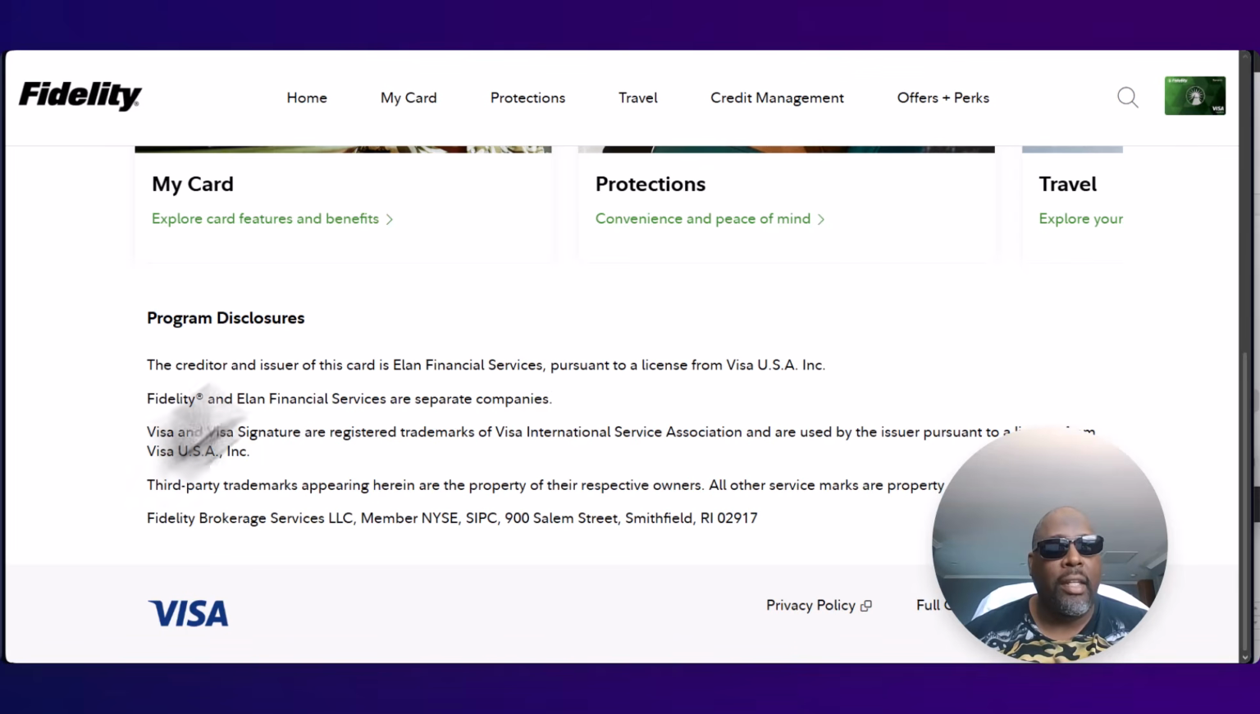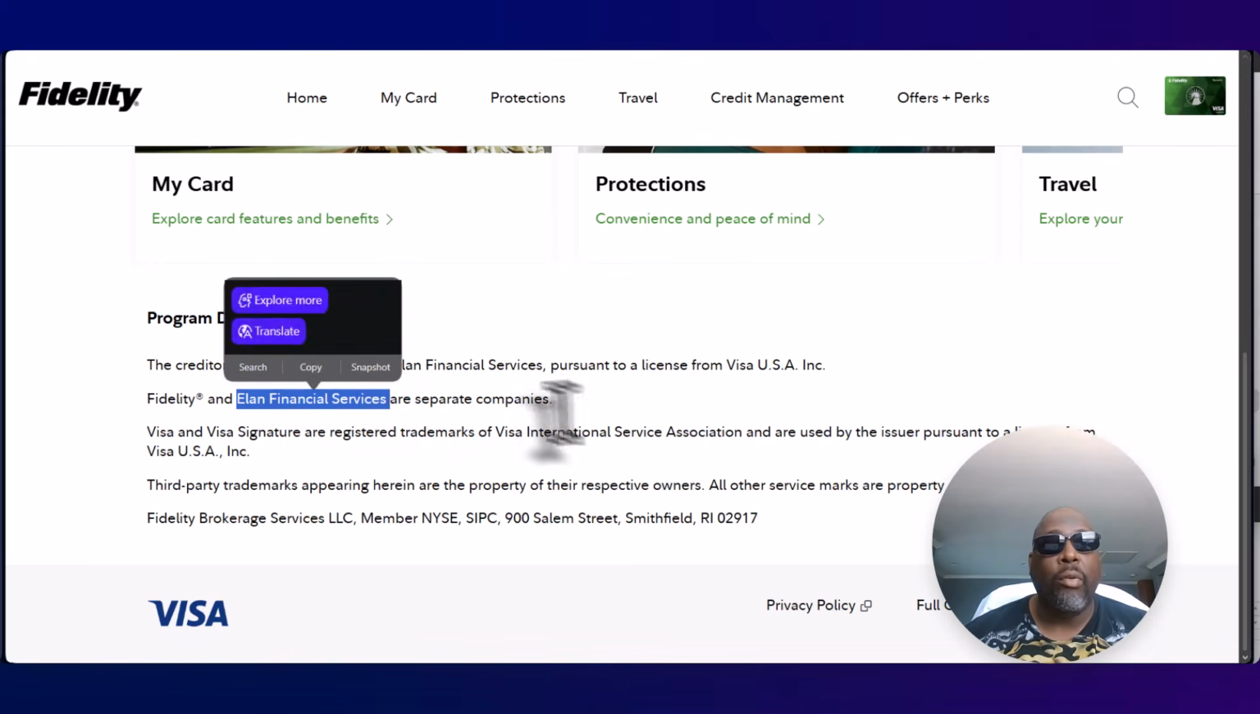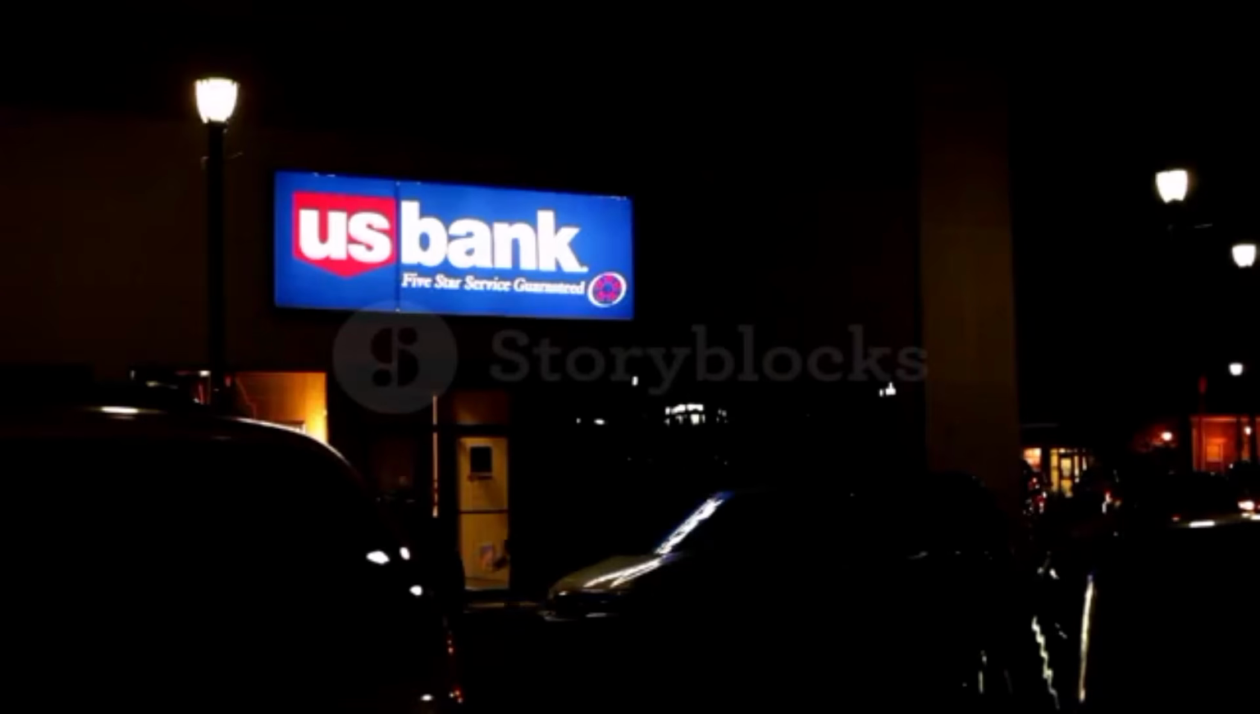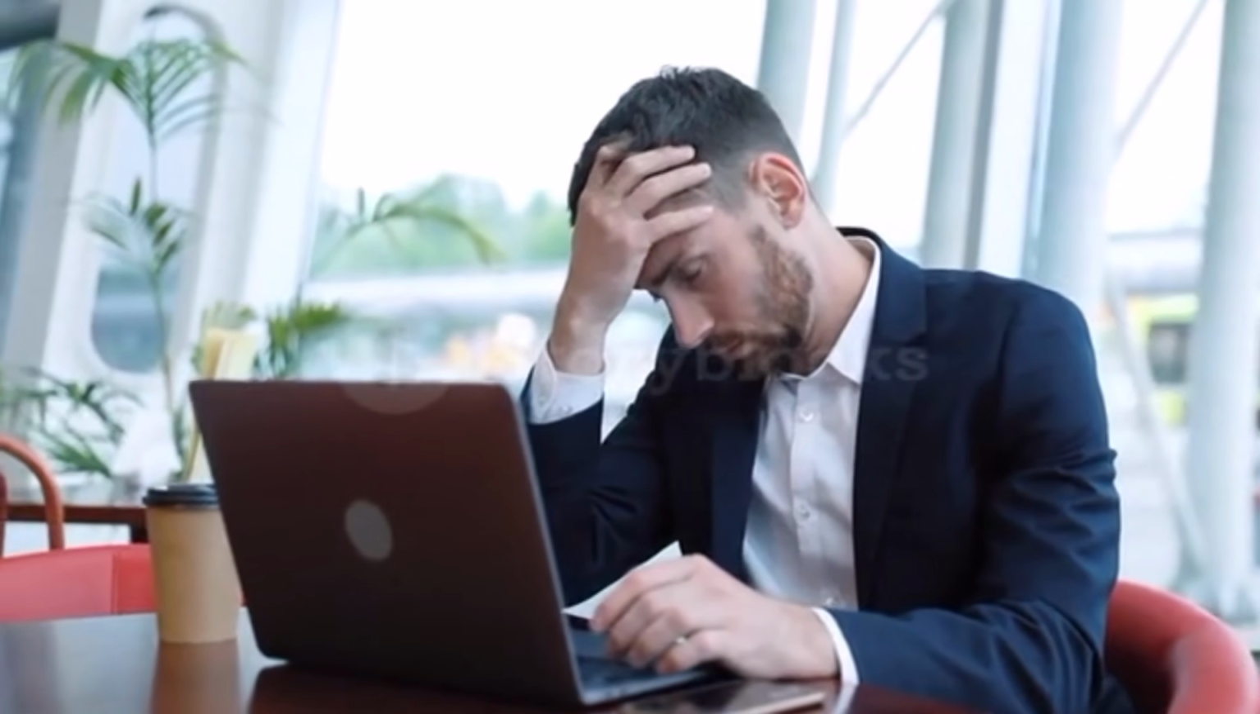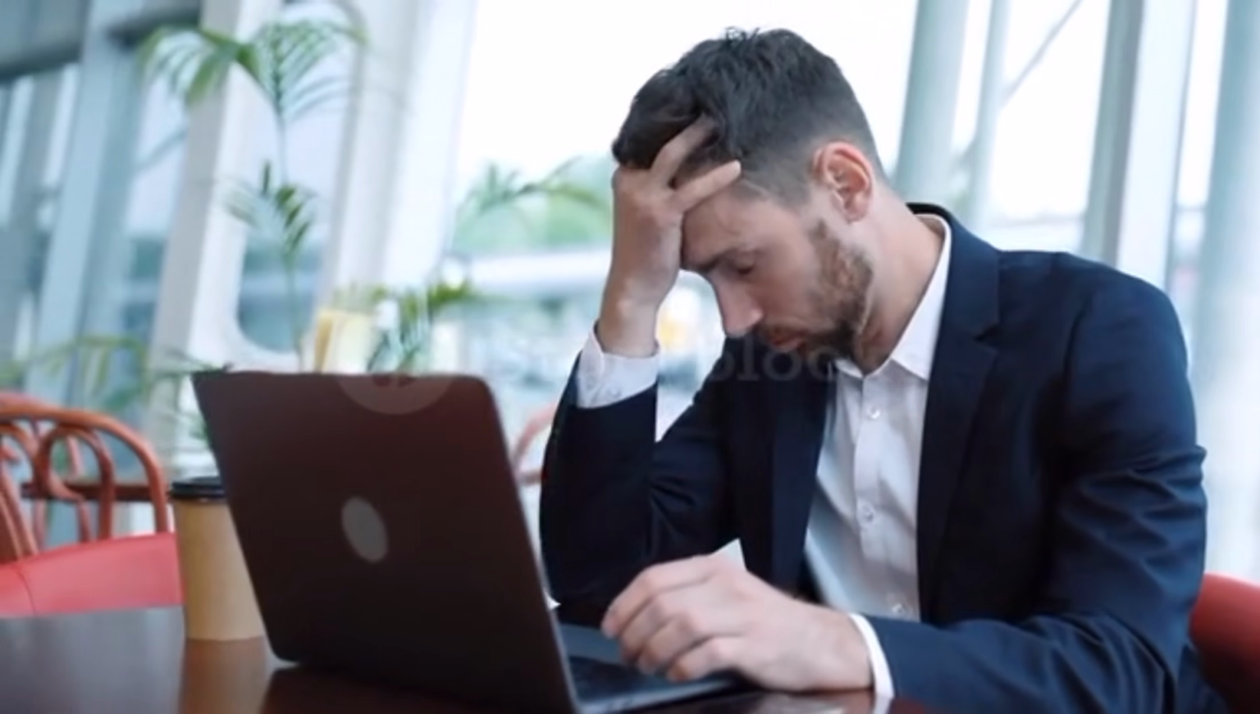Now, with Elan Financial, here's a backdoor secret that most people don't know about Elan Financial. If you already have a relationship with their parent company, US Bank, then this puts you already in their system. And this can help you get higher limits as well. Now, the best thing about Fidelity, you don't have to have an account in order to apply for this card. Okay. So, with your credit unions and stuff like that, when you're applying for a card, you have to have an account. However, you don't have to have an account to apply for this card.